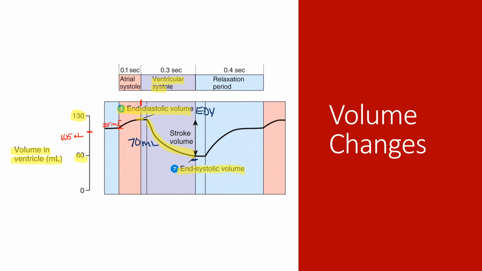We also have this term here, stroke volume. Now this is the volume that's ejected from the heart, or from the ventricles, each beat. So this equals the end diastolic volume, or EDV, minus the end systolic volume. So minus ESV is going to equal the stroke volume.